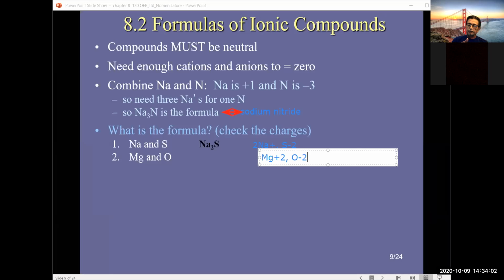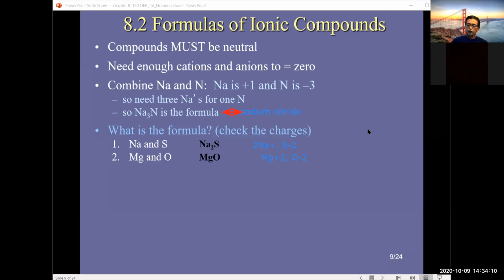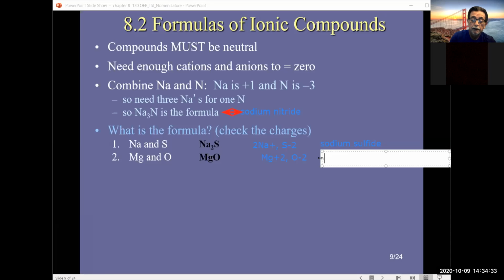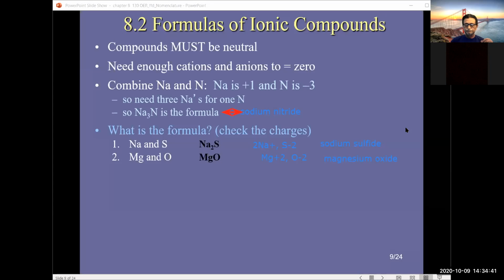Now, luckily, they both have equal charges and opposite magnitude, so I just simply have to put them 1 to 1. That gives me the formula. And so what I did here, the top one was sodium sulfide, and magnesium oxide. The name.